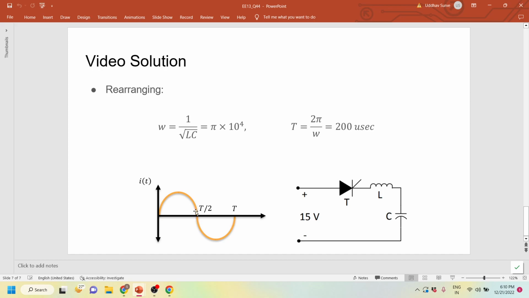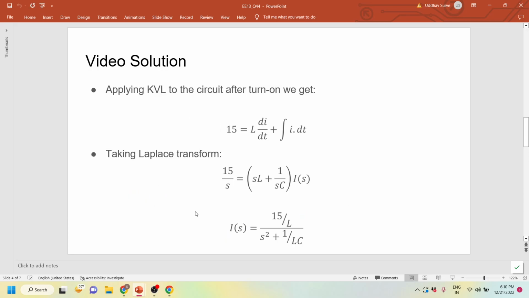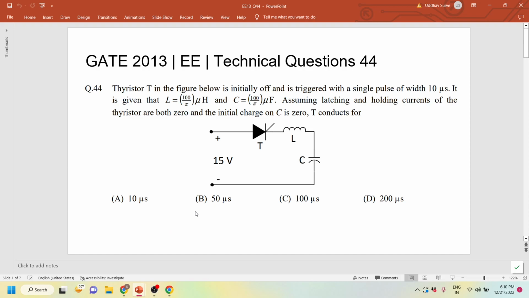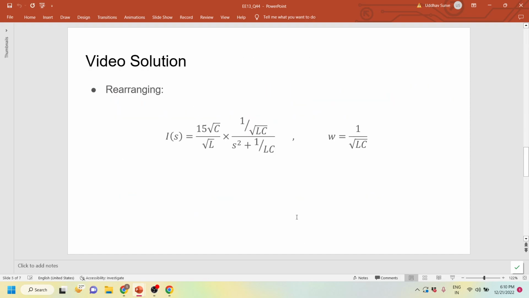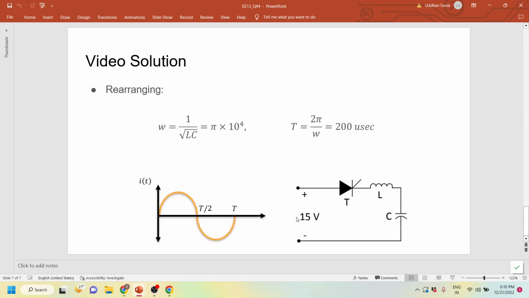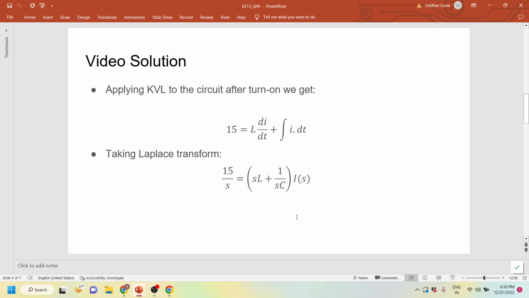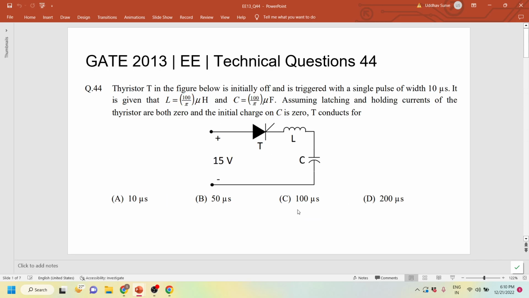So after T by 2, the thyristor will stop conducting. So the thyristor will only conduct till T by 2. Our time period was 200 microseconds, so half is 100 microseconds. So the thyristor will conduct for 100 microseconds.